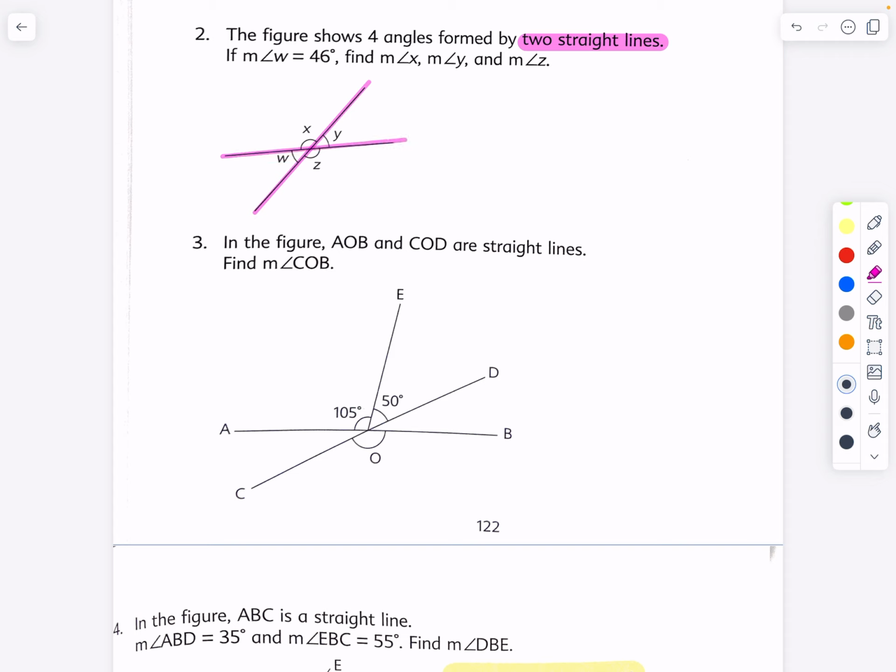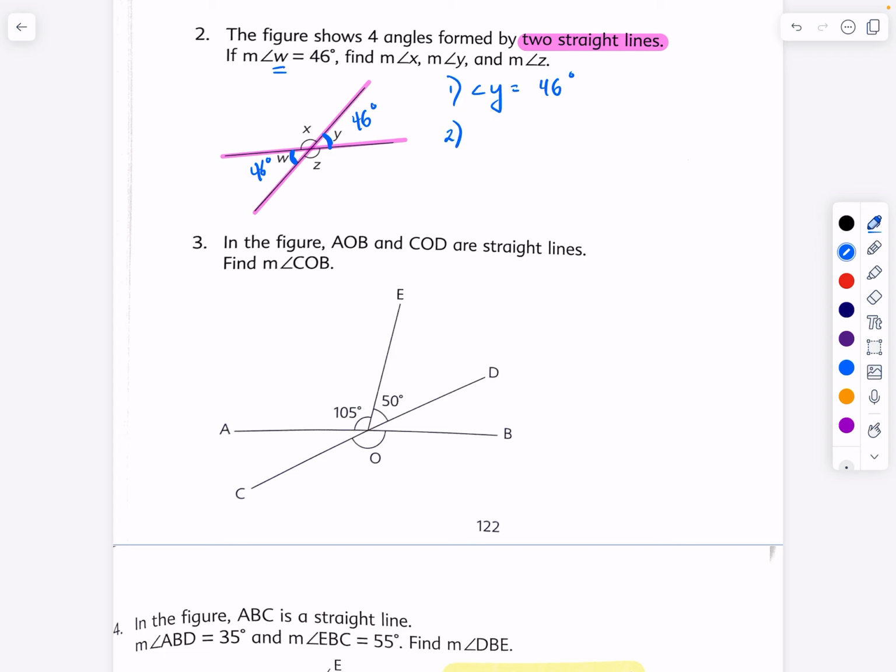And as you see, they create 4 angles. We have angle Y and angle W. Well, if angle W is 46, let's label what is given. If this is 46, Y must be 46. And angles X and Z, how do we find the remaining? So step 1, angle Y equals 46 degrees. Notice how I label my steps as I solve the problem.